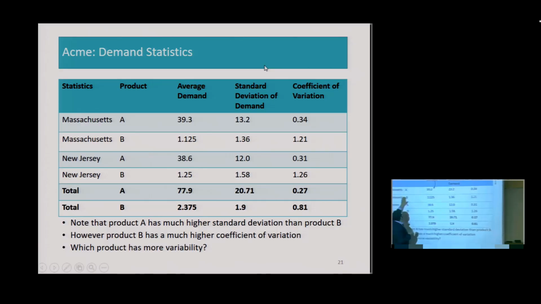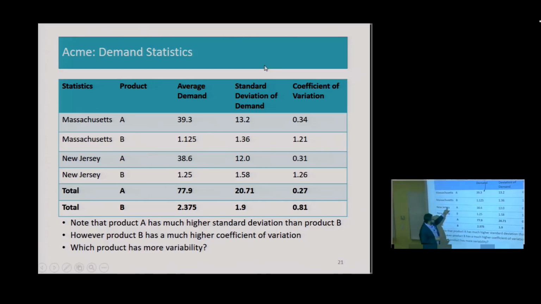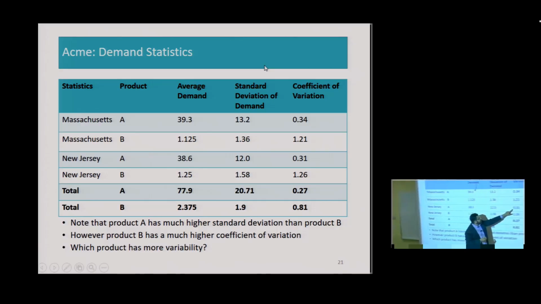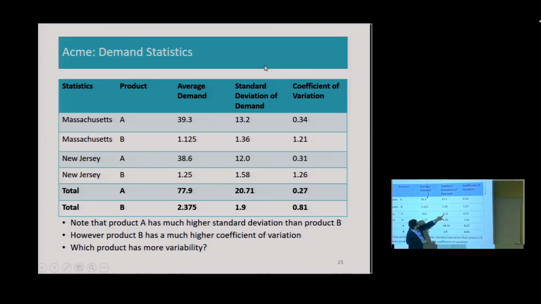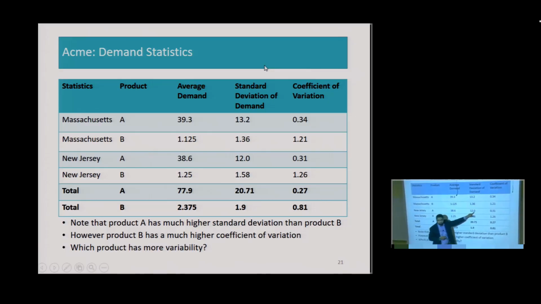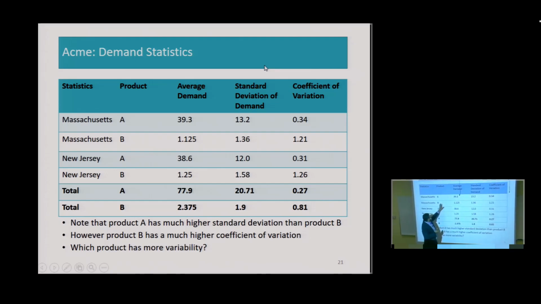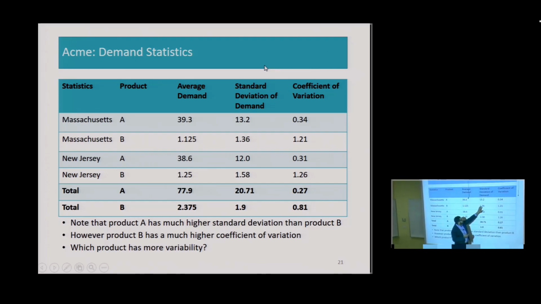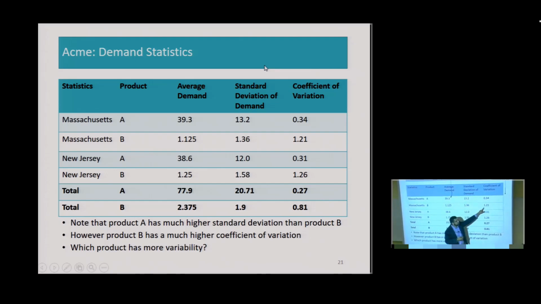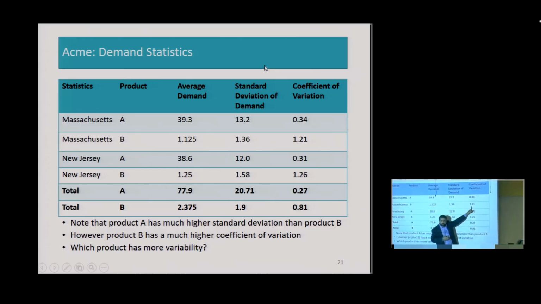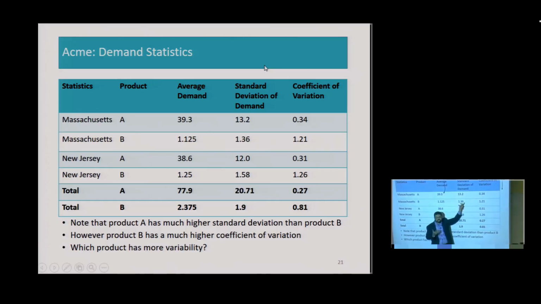The same product in the second market, New Jersey, has a very similar coefficient of variation, similar statistics in both markets. Look at product B, it's much less average demand, much less variation, but look at the coefficient of variation, it's much higher, right? So if you look at the standard deviation, that will tell you there's very little standard deviation in product B, right? Just 1.2 compared to 13, but CV is a lot higher.